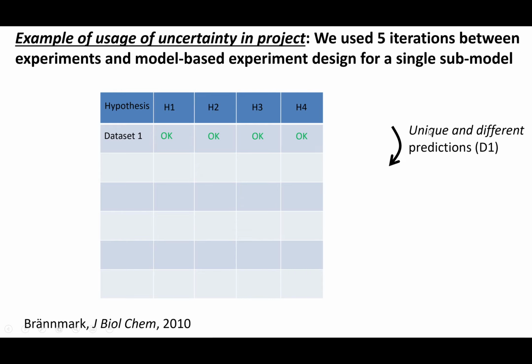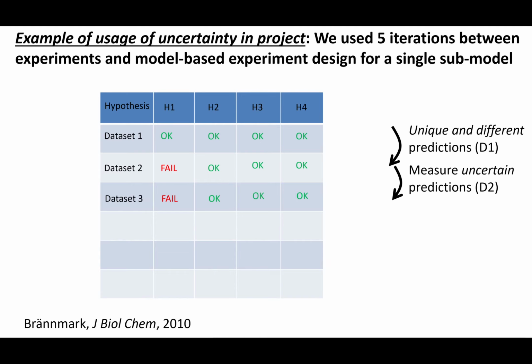Here they need to be well determined, so they need to be these core predictions, and they need to be different between the hypotheses. And then we can guarantee the experimentalist that at least one of the hypotheses will fall because they are uniquely determined and they are different. So they can't both be right. And it turned out that it was the first one that was wrong.